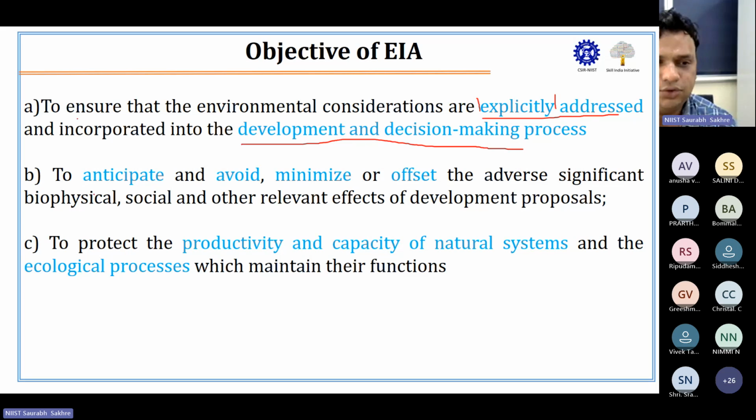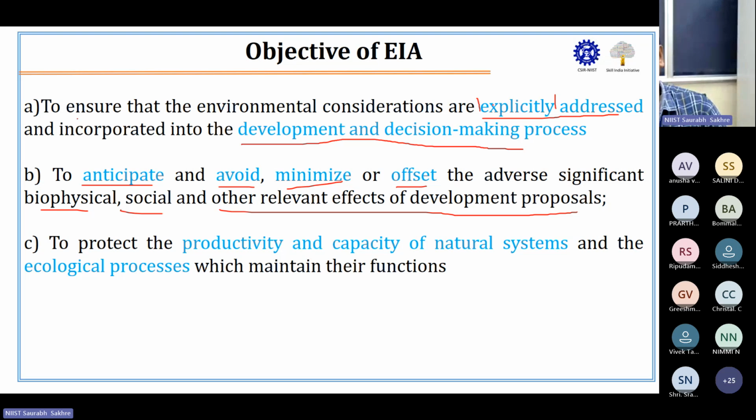Second, to anticipate and avoid, minimize, or offset the adverse significant biophysical, social, and other relevant effects of developmental proposals. So once you know the impact, you have to anticipate how it will harm, and then we have to avoid, minimize, or offset the adverse significant effect. And third is to protect the productivity and capacity of natural systems and the ecological processes which maintain their function. Now, one thing you have to understand is what all we are doing to conserve our environment, right?